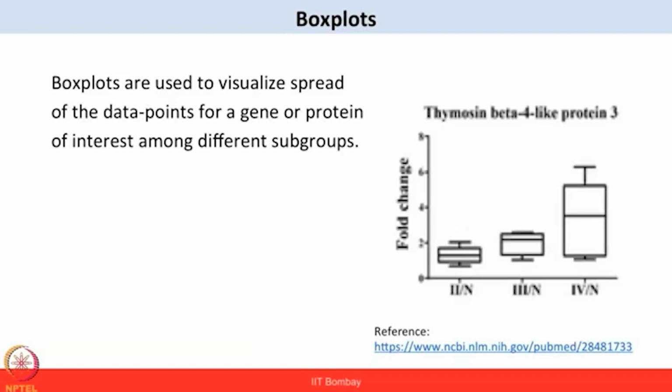And in a box plot you can see that there is a line in the middle of the box, and this represents the median value of expression of that particular protein. And after that, on the upper side you have the third quartile, and on the lower side you have the first quartile of the expression values. So, these are the parameters of box plots that are used to visualize the spread of the whole data.